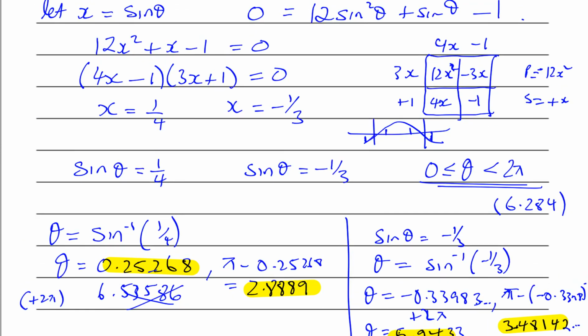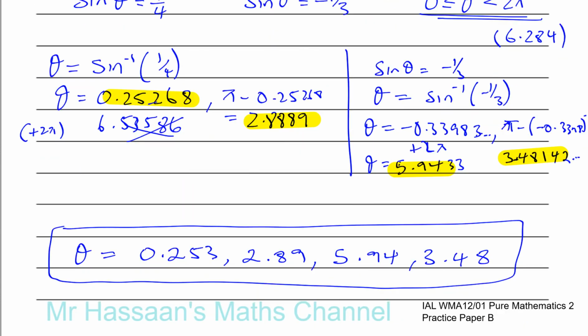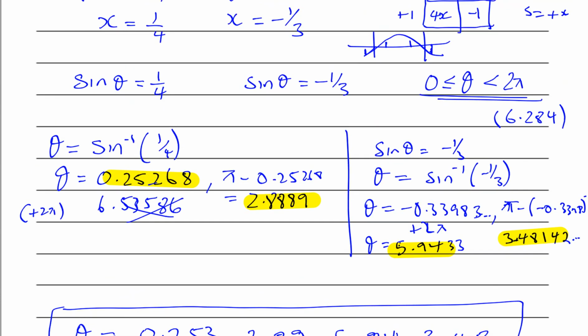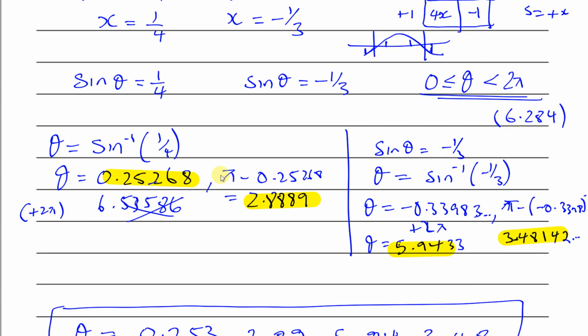Now if this was cosine, the only difference would be that we would do 2 pi minus this to get the other angle, and then we would still find all the other angles in the range by adding 360 and subtracting 360 to and from them. And if it was a tangent, we simply just keep adding 180s.